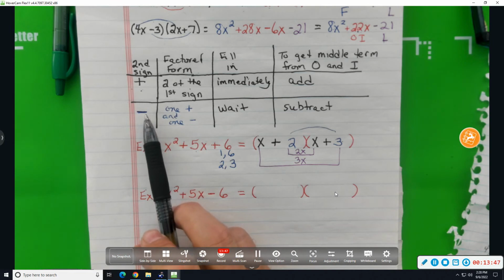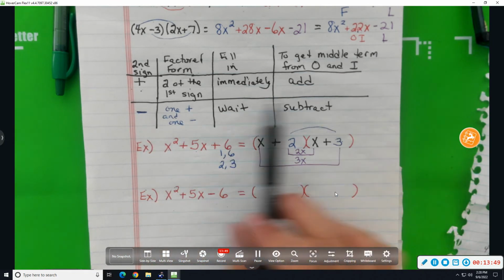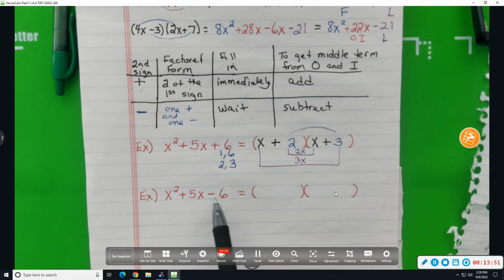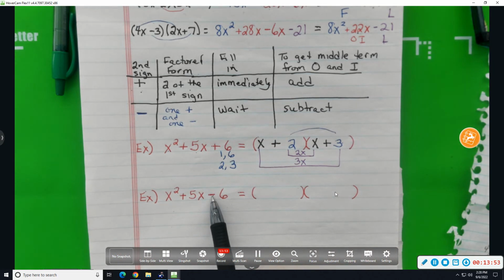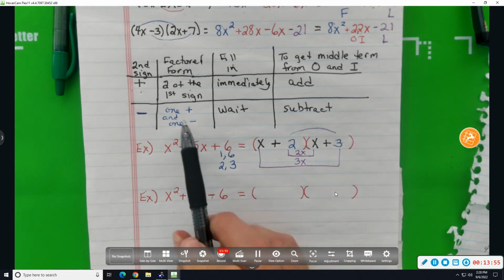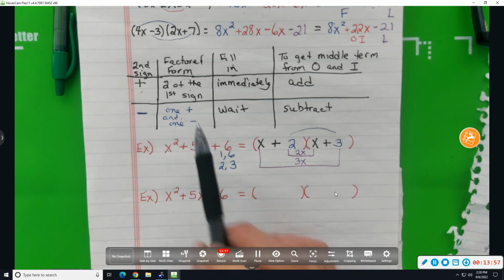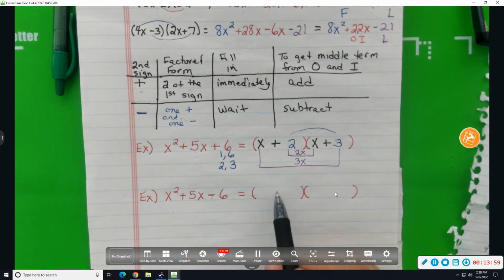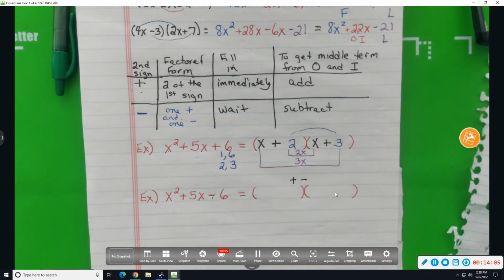is it clear that I'm going to use the second line on my little table? Because the second sign is a minus now. So that means there's 1 plus and 1 minus. I don't know where the plus goes. Is it going to go in the first set of parentheses or the second? So I'm going to wait to fill those in. But I know what to do.